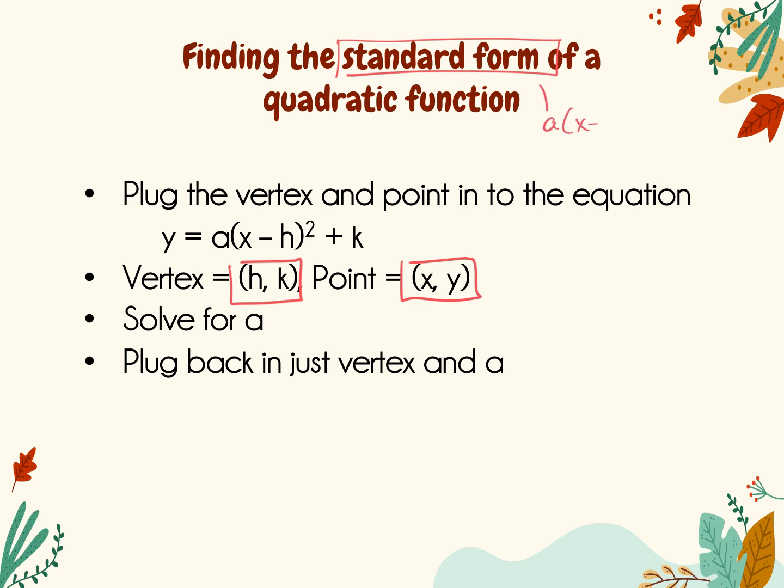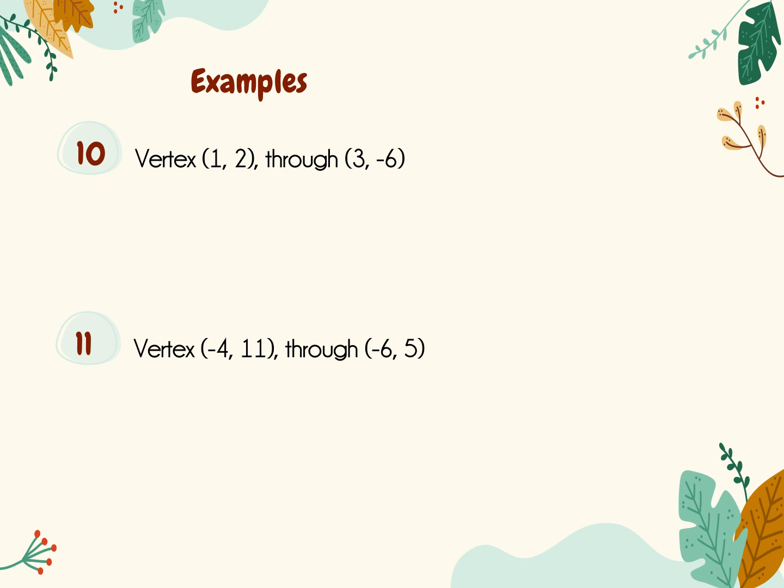And again, remember, standard form is this one. I'm going to show you how to do it on the next slide. We have two examples of this problem here, and you're going to find that it's very easy. They want us to put this in y equals a times x minus h squared plus k form. So we're going to need to know a, h, and k. Well, the vertex gives us h and k. So I know h is 1 and k is 2. What I don't know is a.